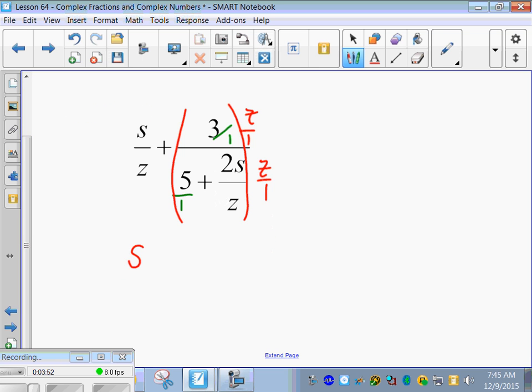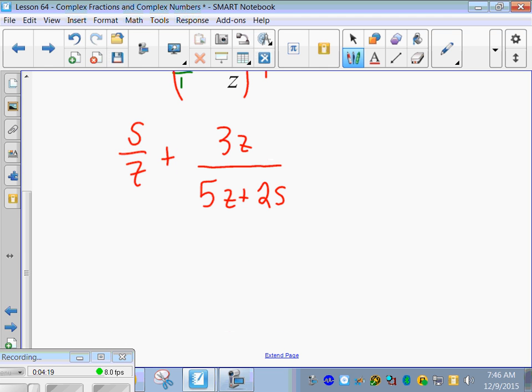So now I have s over z plus. All right, Kara, what do I get here in the numerator? 3z over. Stephen, what do I get when I multiply here to here? Nice, 5z plus. Sam, what happens to my z's here? Nice. s. Good.